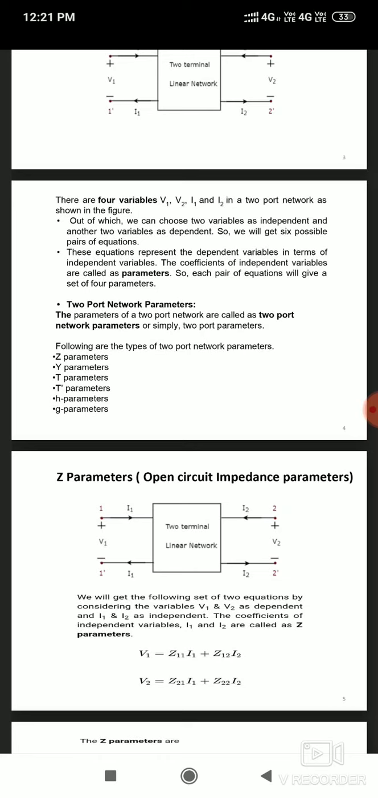Do you understand? So what did we learn in the introduction part? We learned first of all the definition of port. Once again I am revising. A port means a pair of terminals through which we can give energy or take energy. To give energy means we can connect a voltage source or current source so that it will excite the circuit and provide energy to the circuit. To take energy means we can absorb the current.